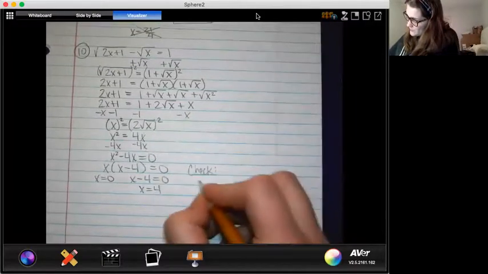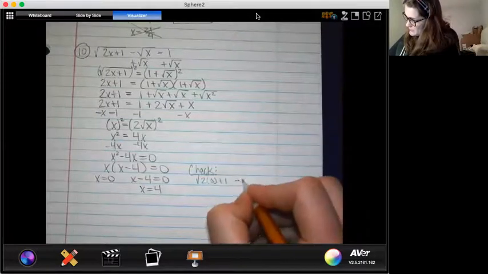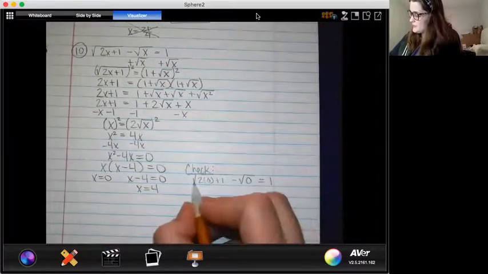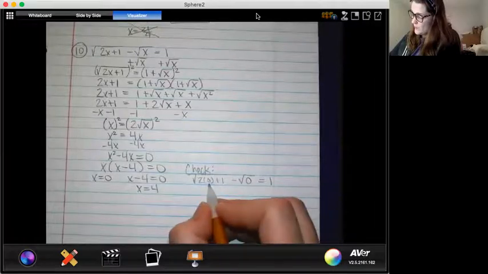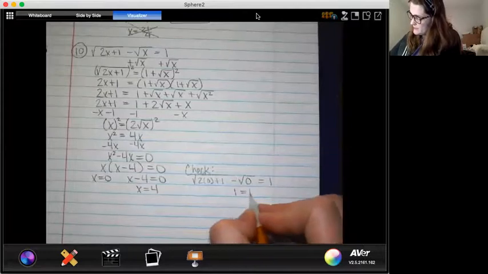So square root of 2 times 0 plus 1 minus the square root of 0 equals 1. Does it work? 2 times 0 is 0, plus 1 is 1. Square root of 1 is 1, minus 0 is 1. That works.